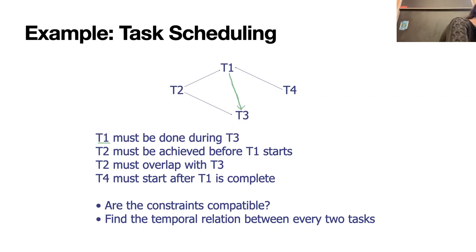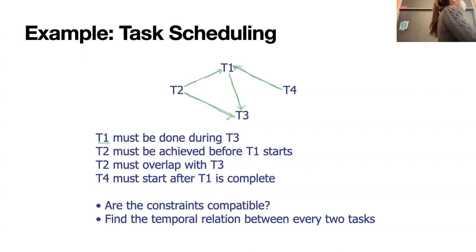T2 must be achieved before T1 starts. Again, arrow pointed. T2 must overlap with T3. We're just going to call it an arrow there, but there might have to be a special sign for that. And T4 must start after T1 is complete. So you can define that as this graph here. Now, are these constraints compatible?